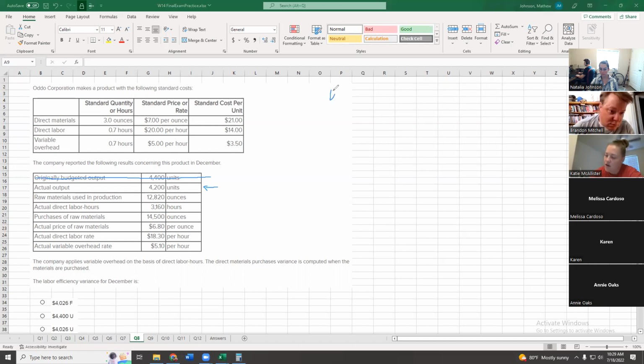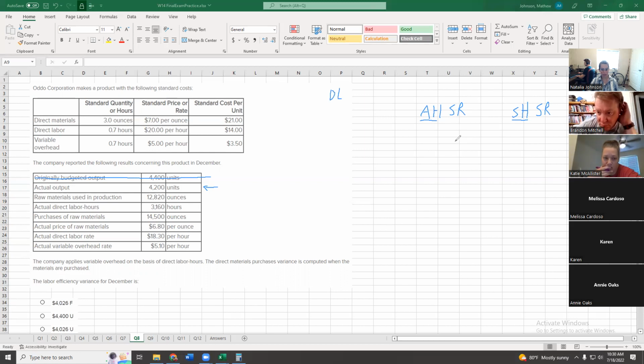You're going to look at your actual hours, right? Times the standard rate, minus the standard hours times the standard rate. Yeah, so I think it's column 2 and 3, right? So actual hours, standard rate, times the standard hours, standard rate. Yeah, because in these two, you're seeing the difference of the hours. So this is the efficiency variance.